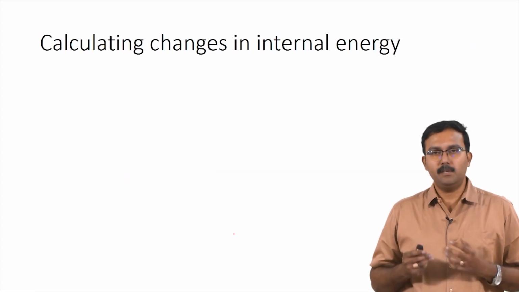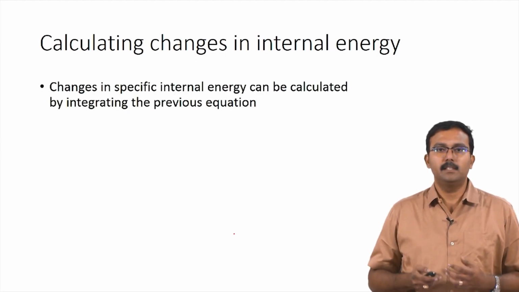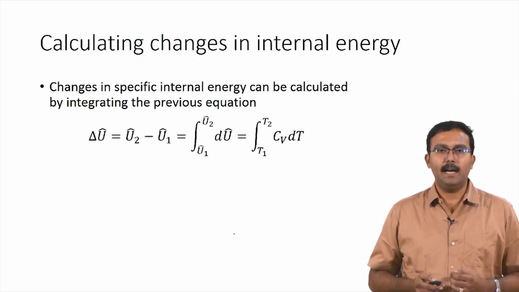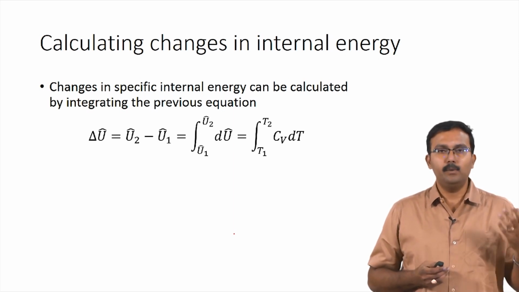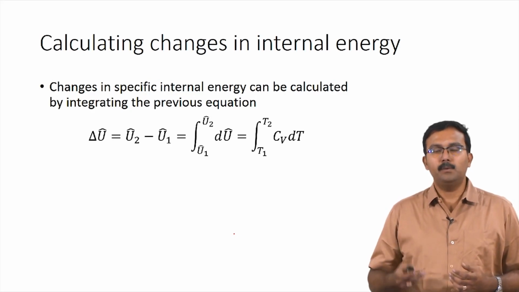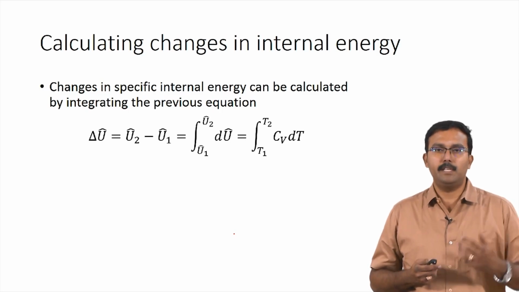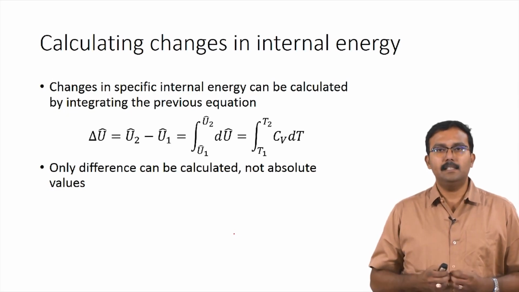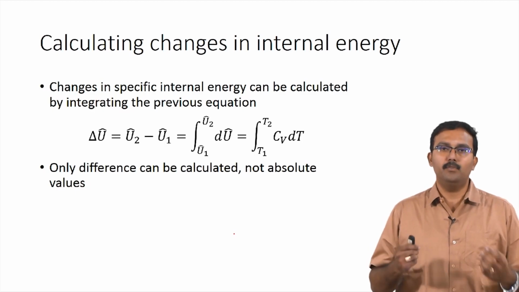From this differential equation which we got, we can calculate the change in specific internal energy. So, changes in specific internal energy will be obtained by integrating the equation we had, which would be integral of du cap giving you delta u cap, which is u2 minus u1, equal to integral of Cv dT, where you move from temperature T1 to T2. So, now we need to understand that internal energy is not an absolute value. You cannot calculate an absolute value for internal energy.